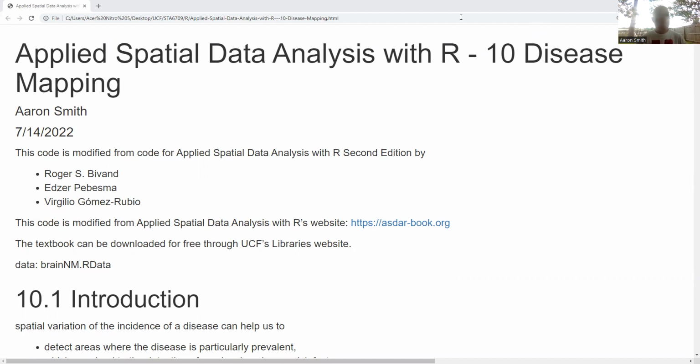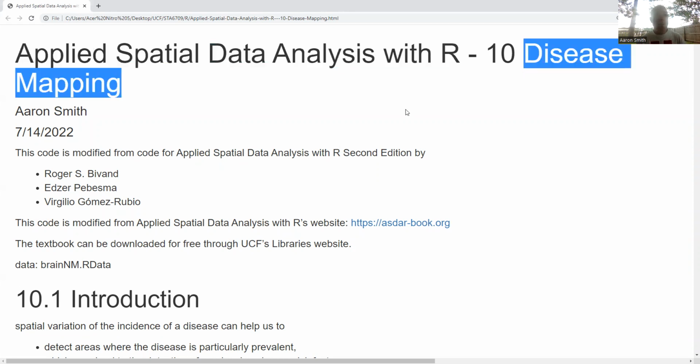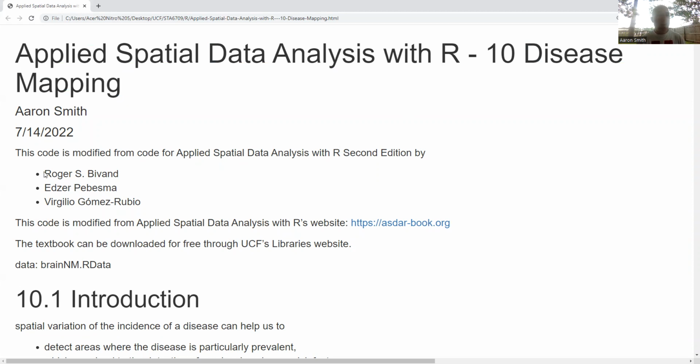Here, we're going to be working through examples from Applied Spatial Data Analysis with R, Chapter 10, Disease Mapping. Here are the authors of the textbook. Here is the textbook's website, and you can download the textbook for free through UCF's library.